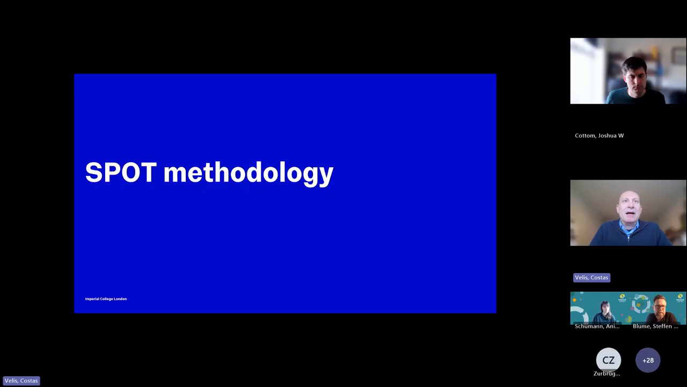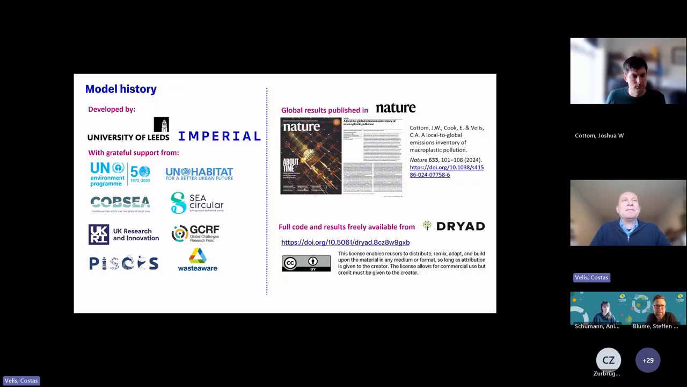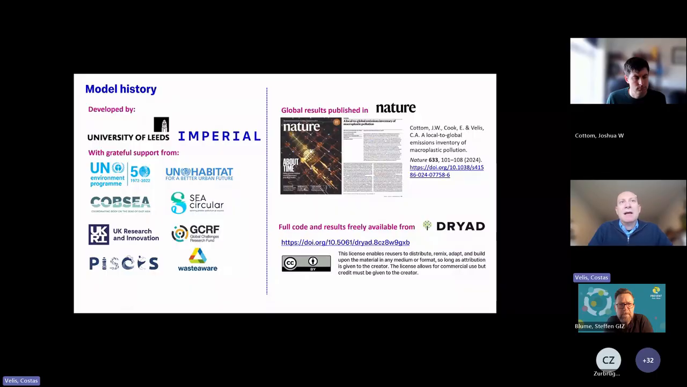So first, starting with the SPOT methodology itself, a bit of the history of what we're talking about here. It was developed over many years and with support from multiple sources whilst we were at the University of Leeds, and we continued its development in the last year when I was at Imperial, and we'll keep on that. Major support was received from the United Nations Habitat project and the CORP-CNC Circular Resources. And then we had applications of it in Indonesia on a national variation of the methodology under the CRF on the PISIS project, and so on.